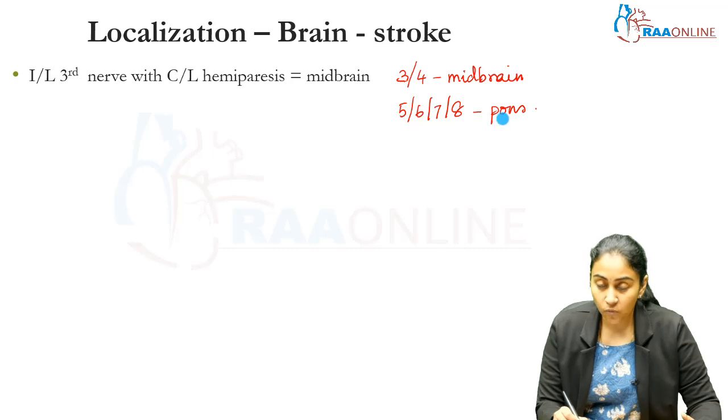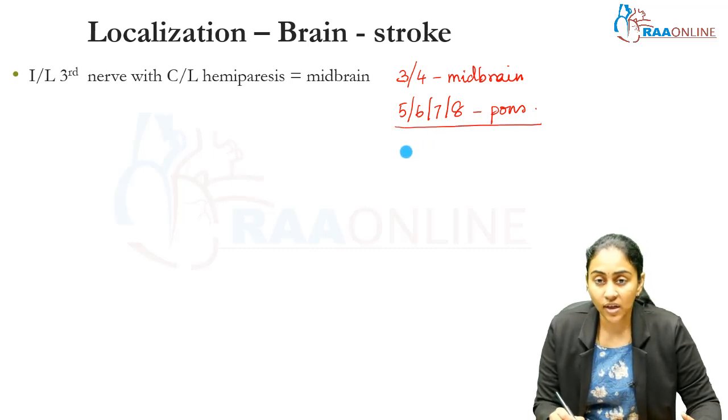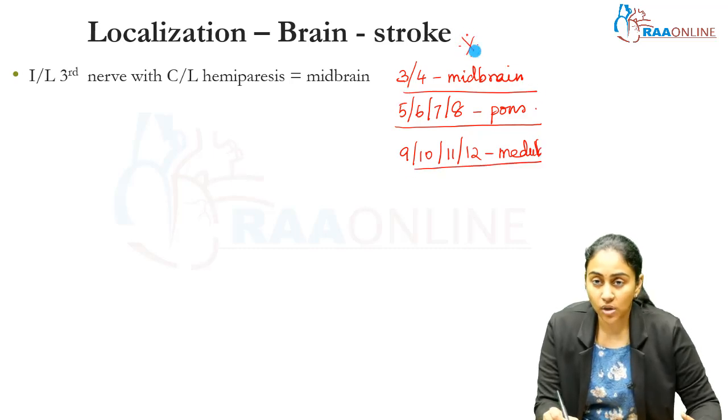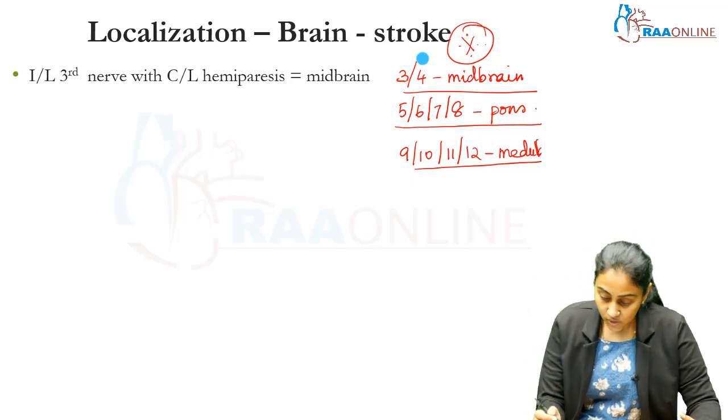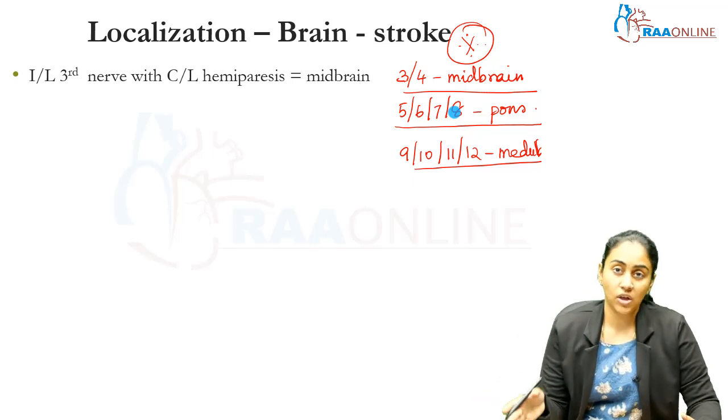Similarly, your 5, 6, 7 and 8 arise from your pons. So whenever you have involvement of 5, 6, 7 and 8, you localize it to the pons. Finally, your 9, 10, 11 and 12 arise from your medulla, so whenever you have involvement of these cranial nerves, you similarly localize it to the medulla. This is one important clue, where you use the cranial nerves to determine the vertical localization.